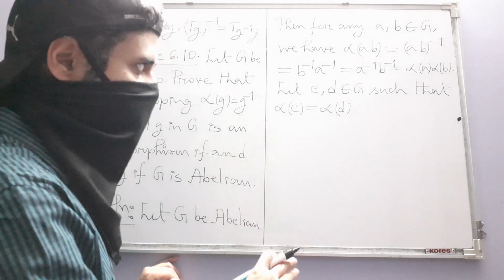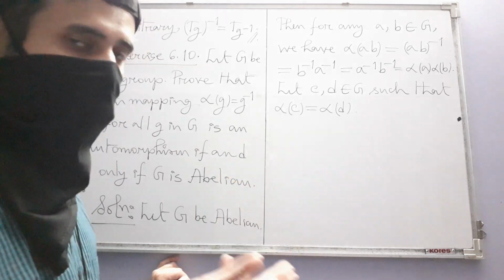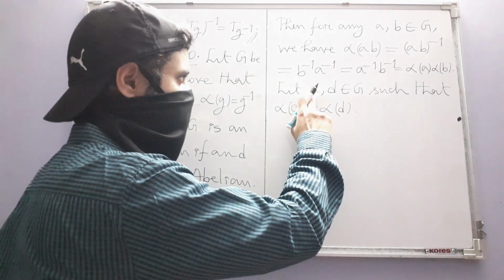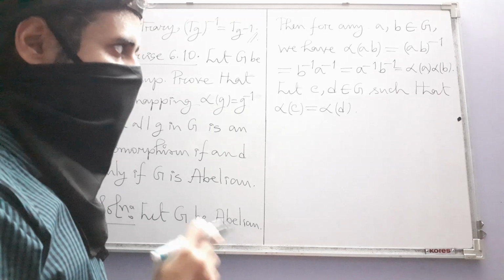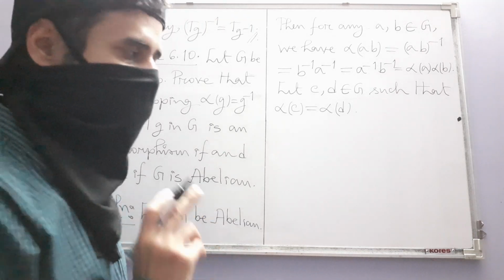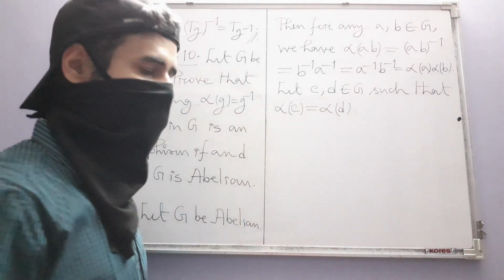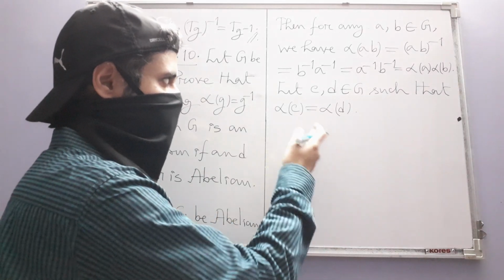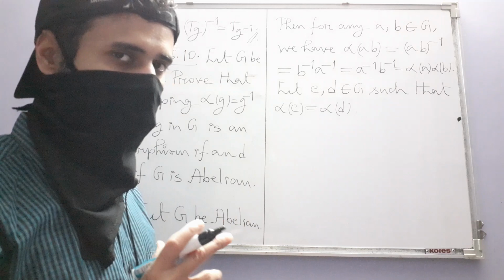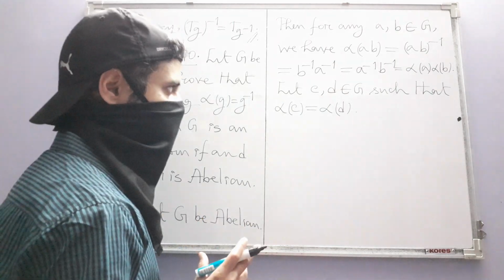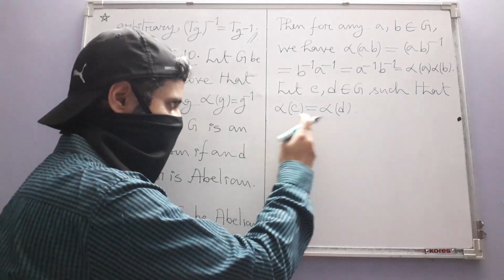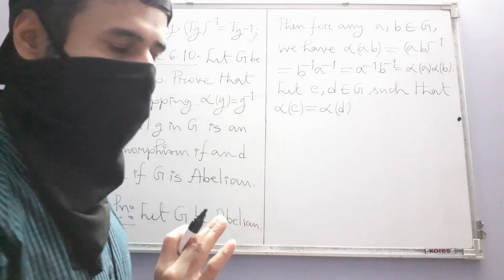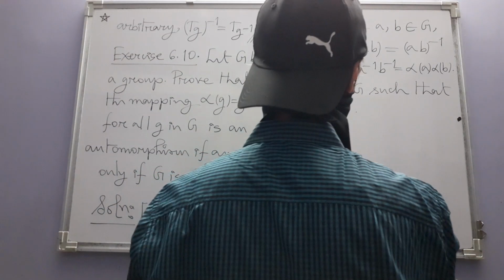Either you do this or you do this other equivalent thing, that in the beginning itself you assume that C and D are not the same. Then you have to prove that alpha of C and alpha of D are not the same. It is up to you to decide which one you want to use to prove that alpha is injective. Sometimes this is easy, sometimes that other thing is easy. So let's see what we get.